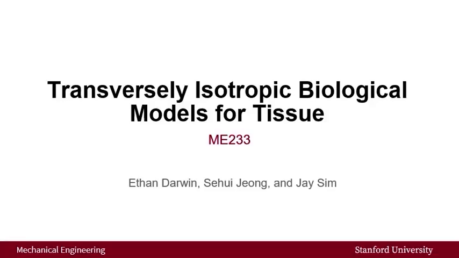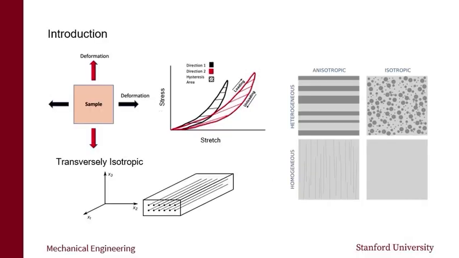Hello everyone, today's presentation is on transversely isotropic biological models for tissue. Our research was driven by the desire to explore models for anisotropic materials. Specifically, we focus on understanding how biological tissues, like skin, can be represented using mathematical models. One ideal case is transversely isotropic materials. These materials exhibit symmetry about an axis that is perpendicular to the plane of isotropy.